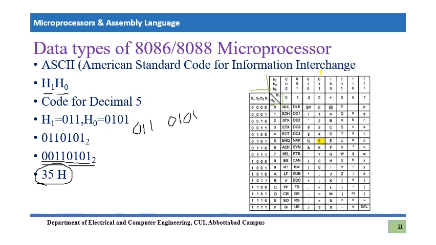So this is how we are going to use this table for the conversion of ASCII into hex or hex to ASCII. So that's it about ASCII conversion.